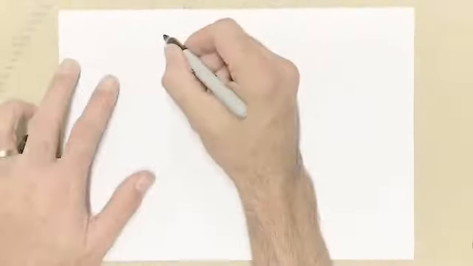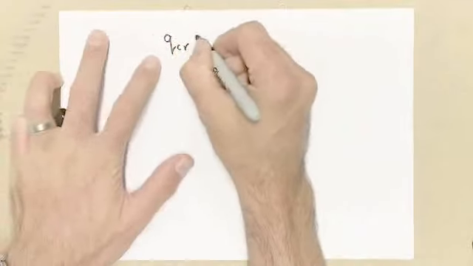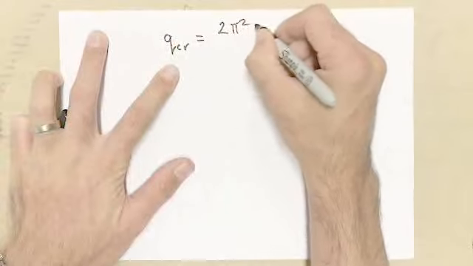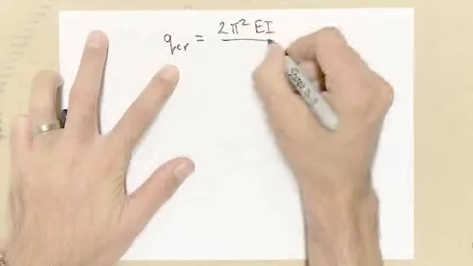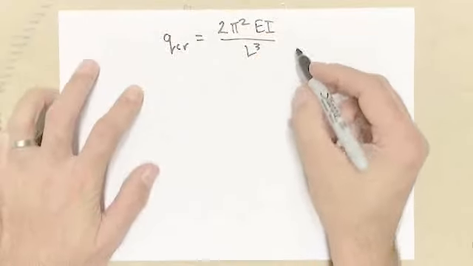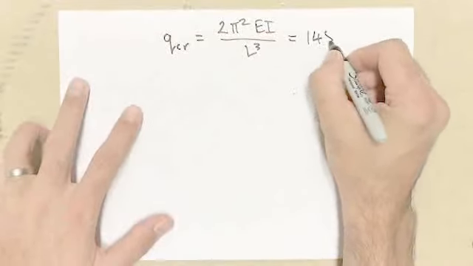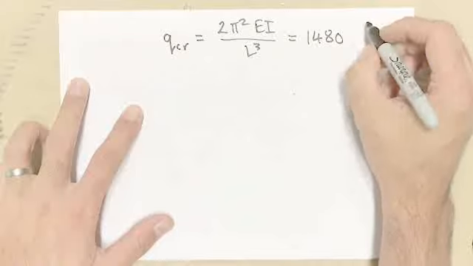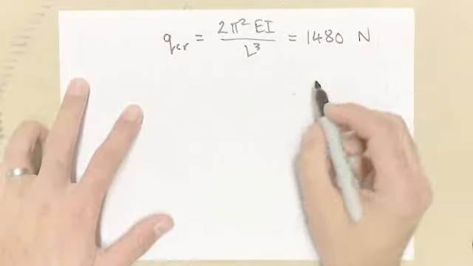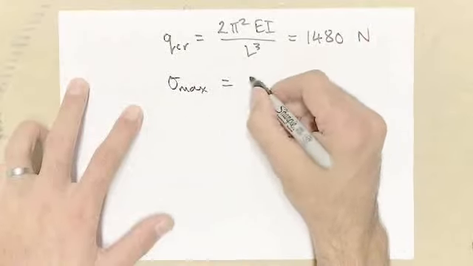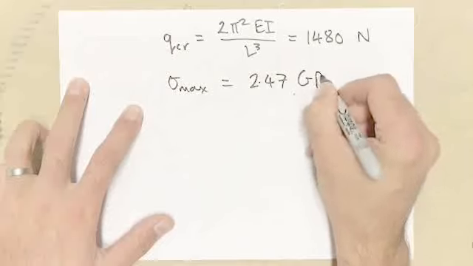Okay, so that changes the problem, because now your QCR for n equals 1 is less. So now it's just, instead of 8, it's 2 pi squared EI on L cubed. And you can shove that into your equation and you'll find, well, we can calculate that, it's much smaller. Okay, so you can shove that into the sigma max and you'll find that that's equal to 2.47 gigapascals.